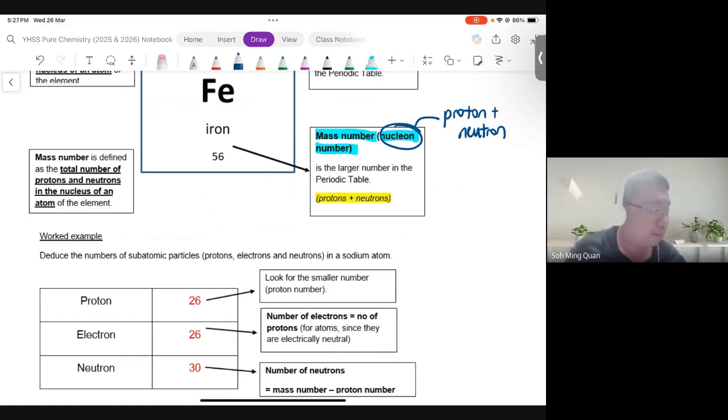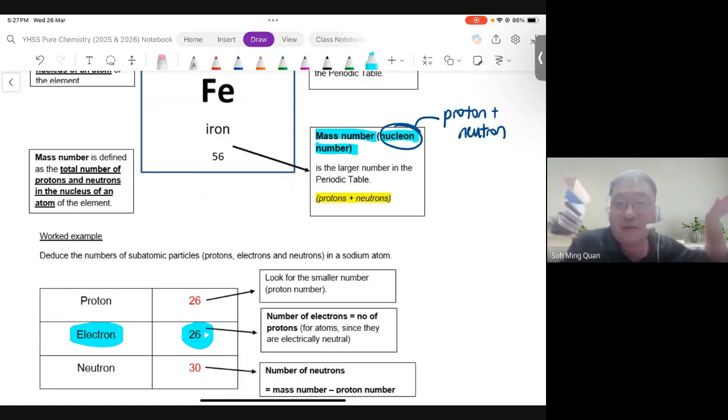All right. Now, this one is a recap. I'm sure you remember this. Our goal now is to focus on the electrons for the next 30 minutes. We are going to look at how to write electronic configuration of elements different from what you have learned in Sec 3. We are now going to use a more advanced version of how to write the electronic configuration so that you can write the electronic configuration of every single element, not just the first 20.